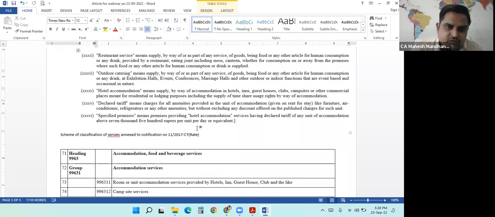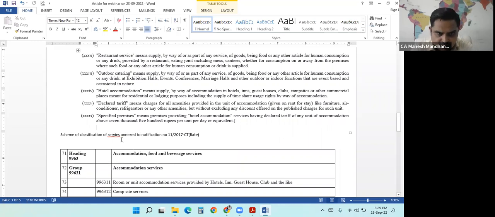So the main difference which was made is that before this particular circular, they were paying the tax as services, food and beverage services, paying the tax at 18% after availing ITC. After the introduction of this circular, they were made liable to pay the tax under the category of restaurant service at 5% without availing ITC. This is the main point of contention.